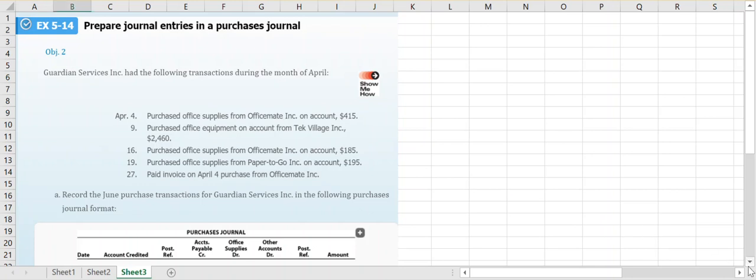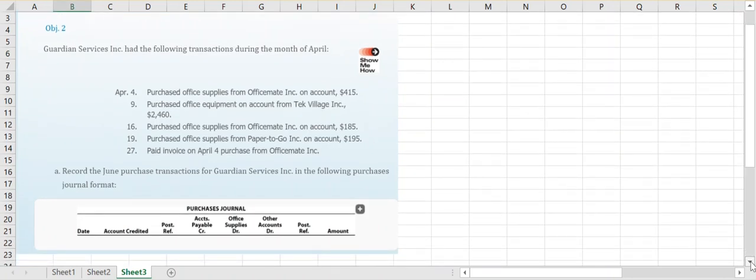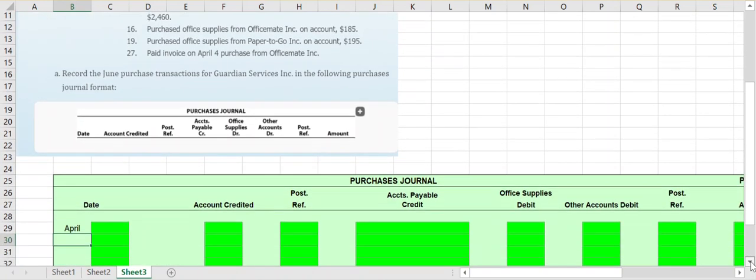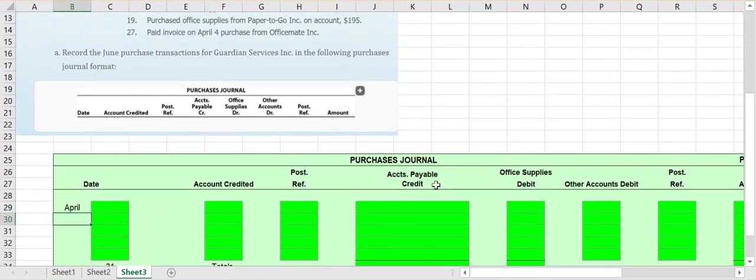So you'll notice at the bottom that they give you the layout of our purchases journal. So I have it kind of expanded here for you. Remember, everything that goes in here is when we've made a purchase on account, which means that every single transaction is going to affect accounts payable. It's going to be affecting accounts payable by increasing accounts payable, which means accounts payable is the only column that we're going to have that's going to be credited. Everything else is going to be debited. It's going to be what are we in fact purchasing.